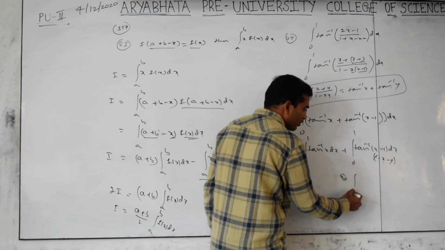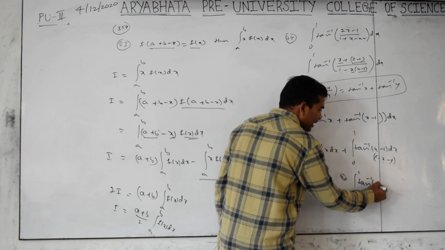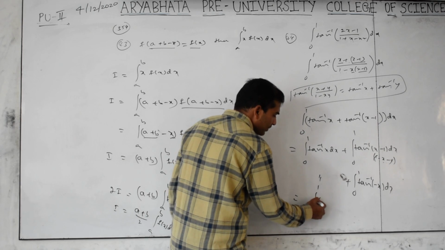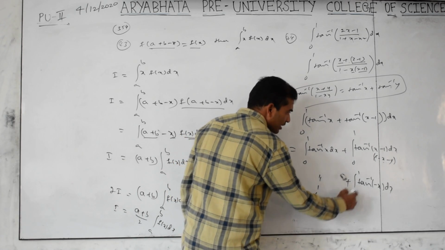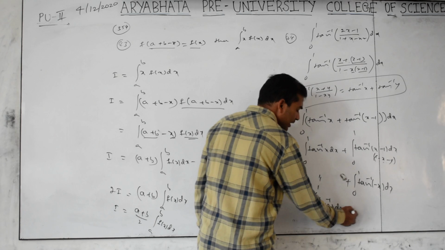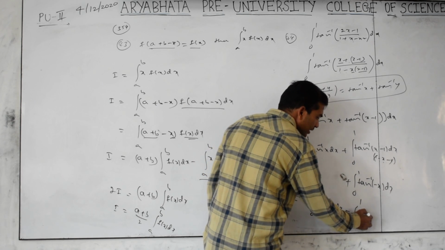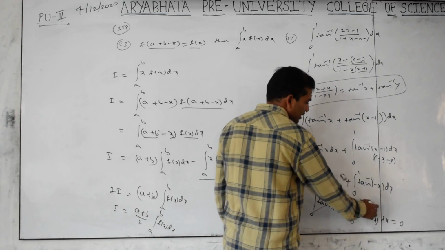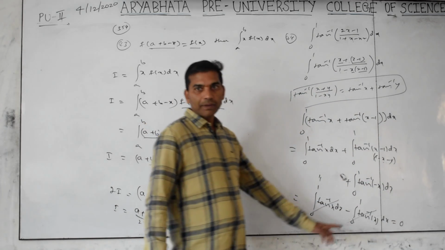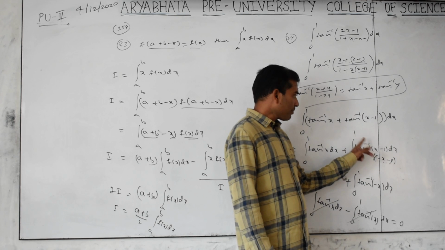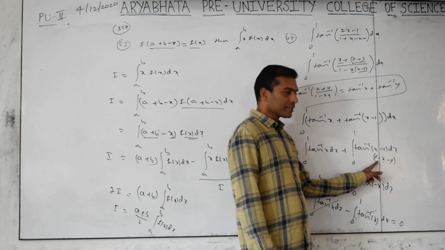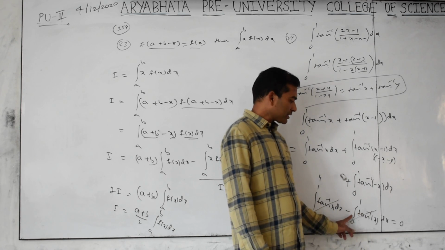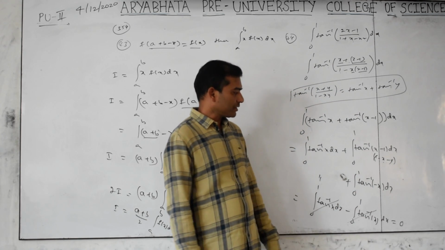So integration 0 to 1 tan inverse of minus x dx plus this same one. In 0 to 1 tan inverse of x dx, tan inverse of minus x is minus tan inverse x, 0 to 1 tan inverse of x dx. So the answer is 0. Here by the property, x is replaced by 1 minus x; 1 minus x minus 1 gets cancelled, giving minus x. So tan inverse of minus x is minus tan inverse x. Same limits get cancelled. The answer is 0.